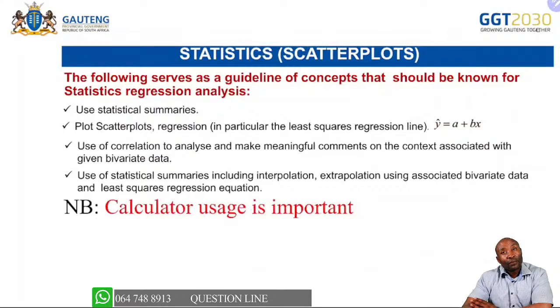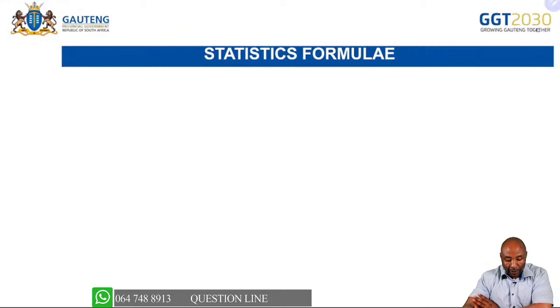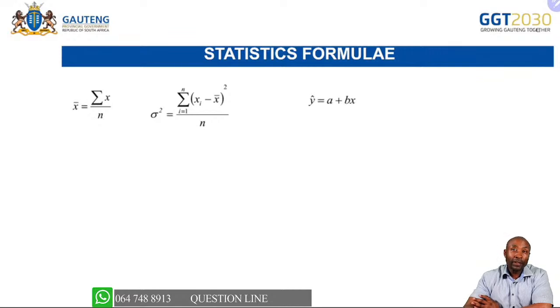Now, for our statistics, our calculator is a very important tool as it helps us a lot to get our answers. We are going to look at the formulas that we normally use for statistics. The first one is for our mean. The second one is for our variance, and we know that the square root of the variance gives us the standard deviation. And then that one is our least squares regression equation. And our job is to find the values of A and B. Then we are able to write down our equation.